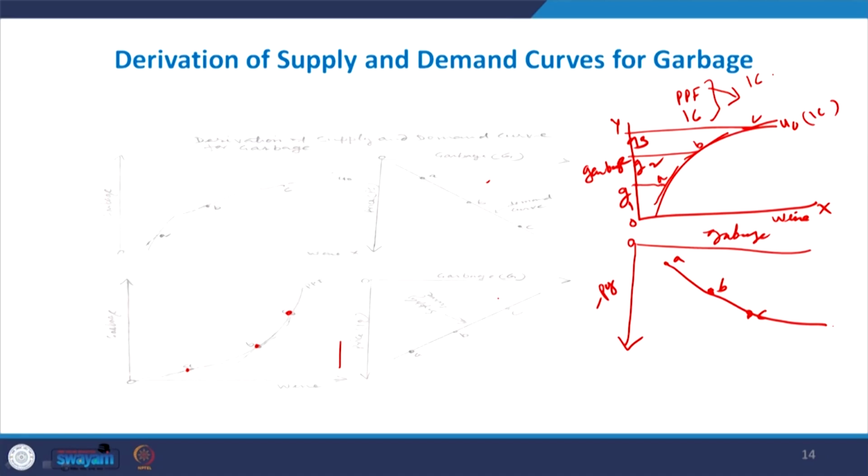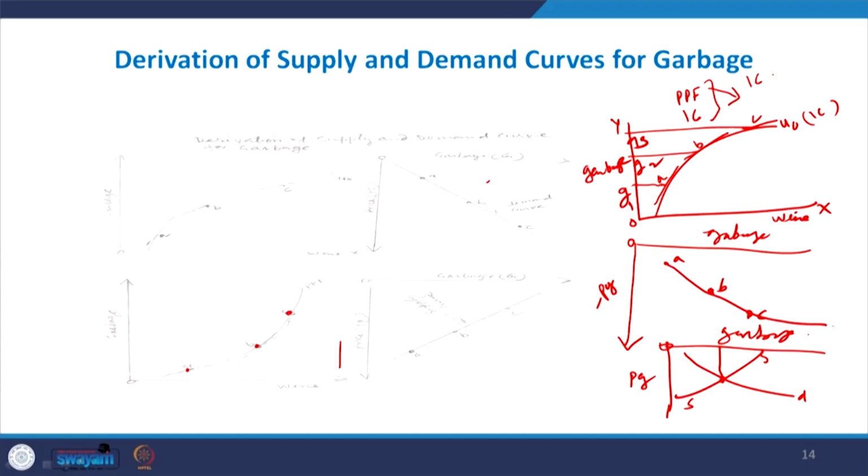But even then, if you take these two curves together, you will find supply and demand like this: garbage on this axis and PG, negative, on the y axis. Then you draw the supply curve and the demand curve, and at the point where the supply and demand curves intersect each other, the market equilibrium is achieved.